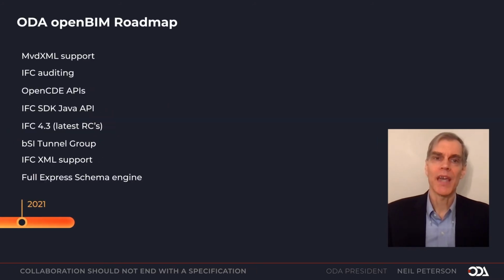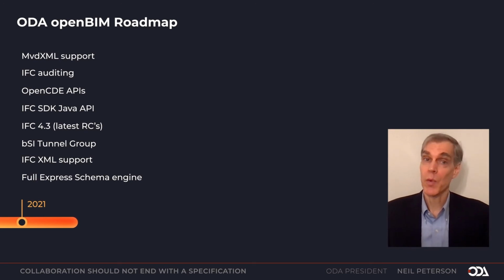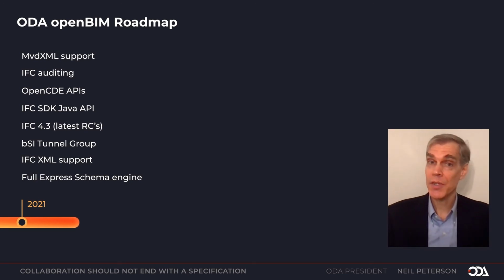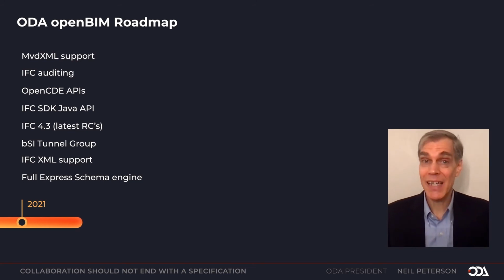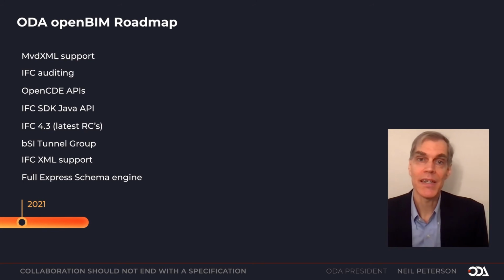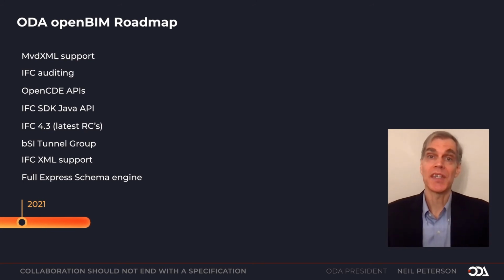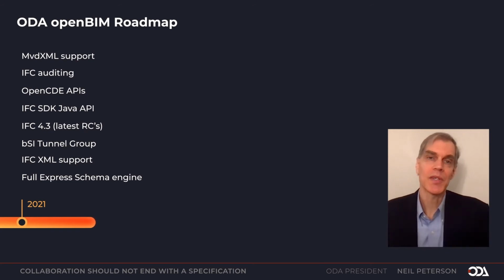2021, we have MVD XML support coming later this year. We are working on IFC auditing support. You'll be able to generate a report of any errors found in an IFC file, and you'll have callback access that allows you to fix these errors as the file is loading. We'll be implementing an initial set of OpenCDE APIs. We have Java API on the way for our IFC SDK.